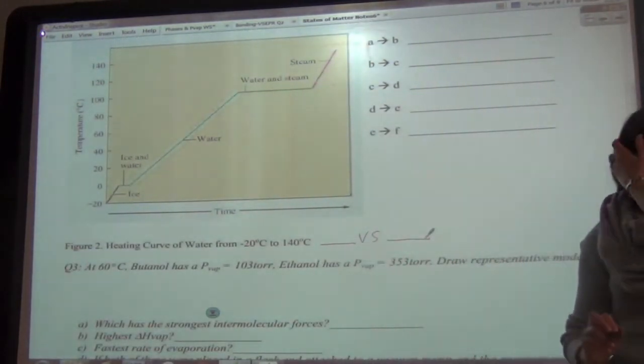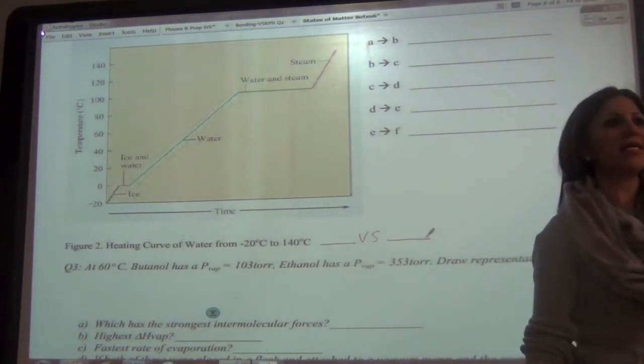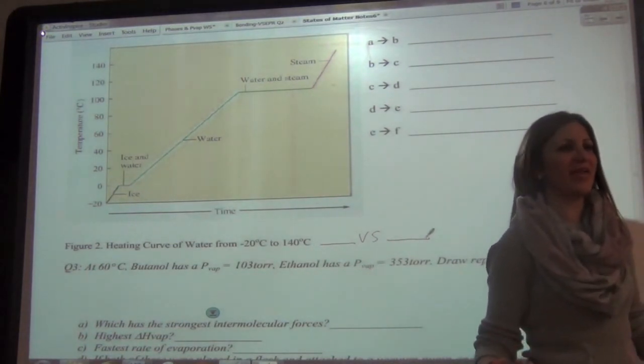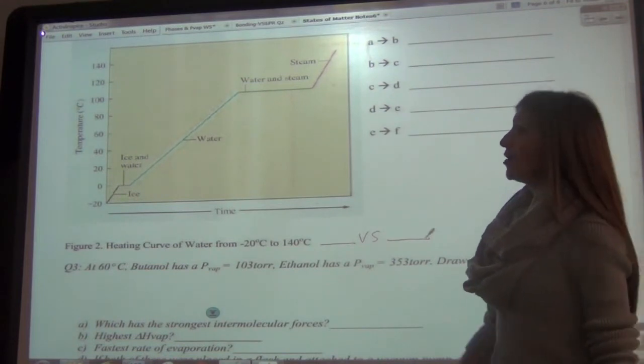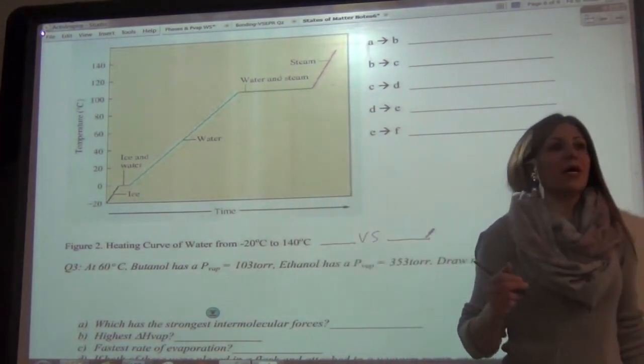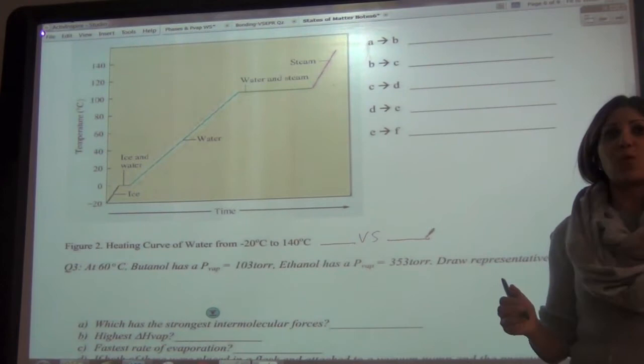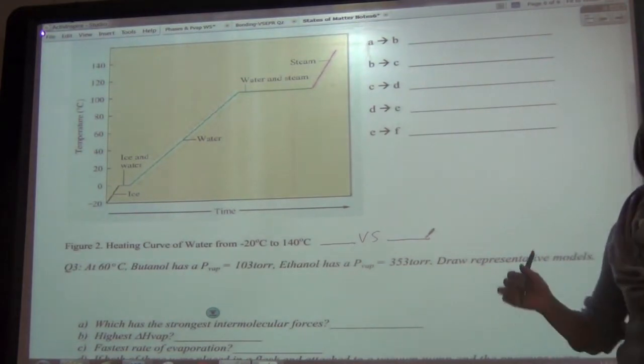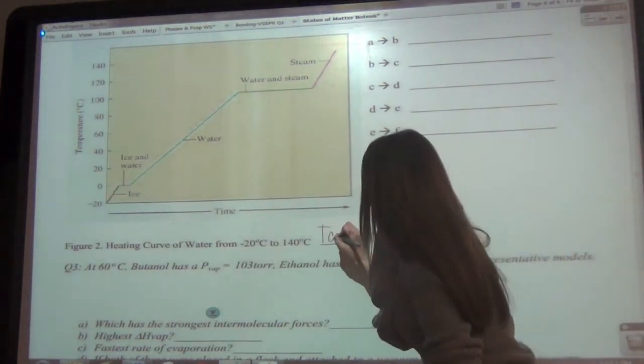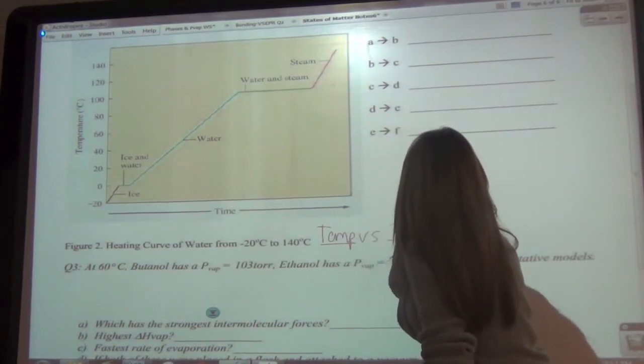Because I want to make sure that before we start this, you get an idea of why the label on the axis matters so much. On the count of 3, based on this graph, what are the labels here? 1, 2, 3. Temperature versus time. Very nice. Temperature versus time.